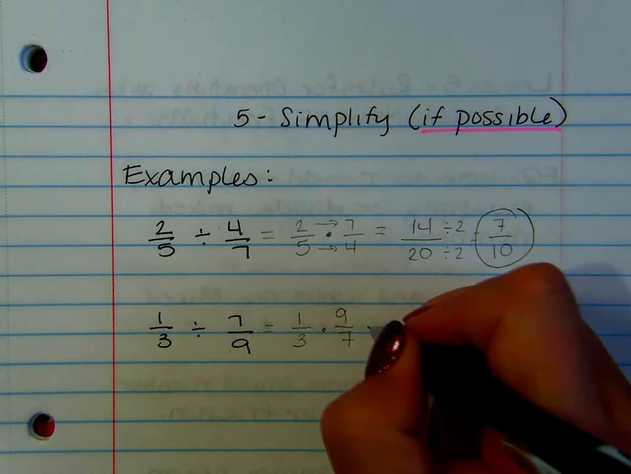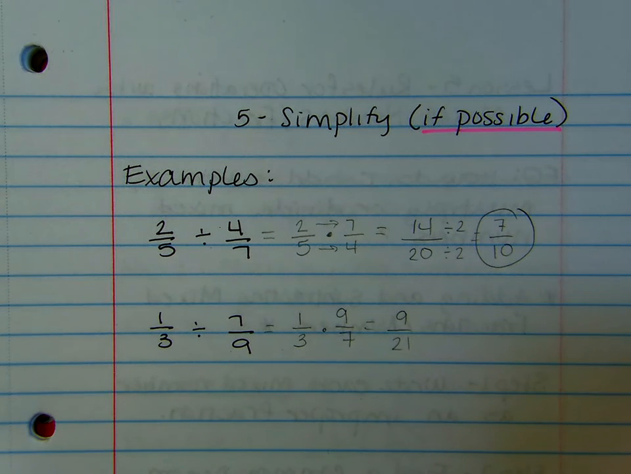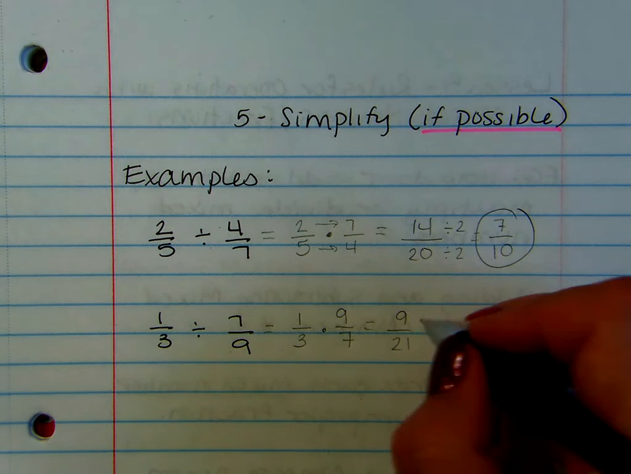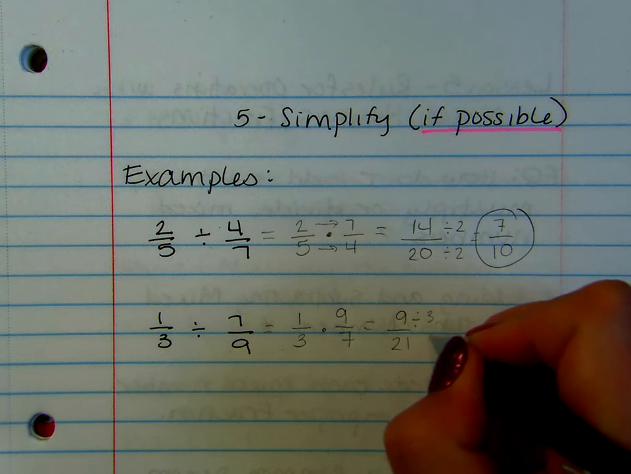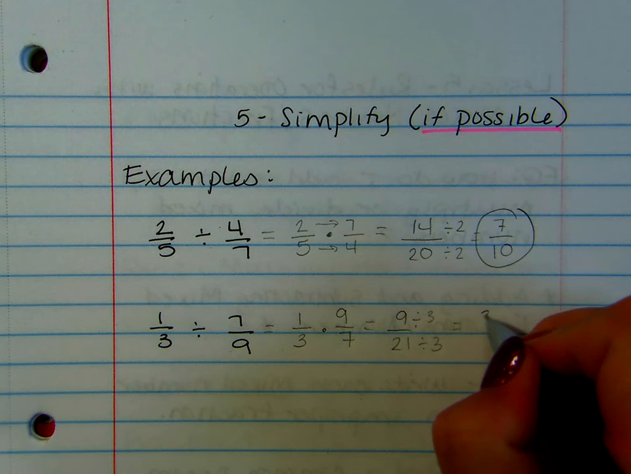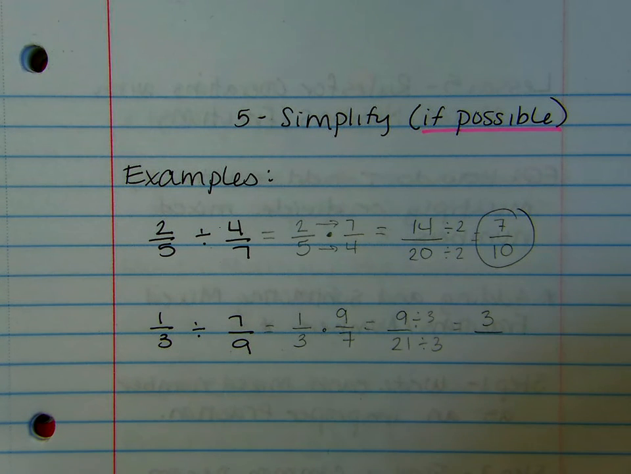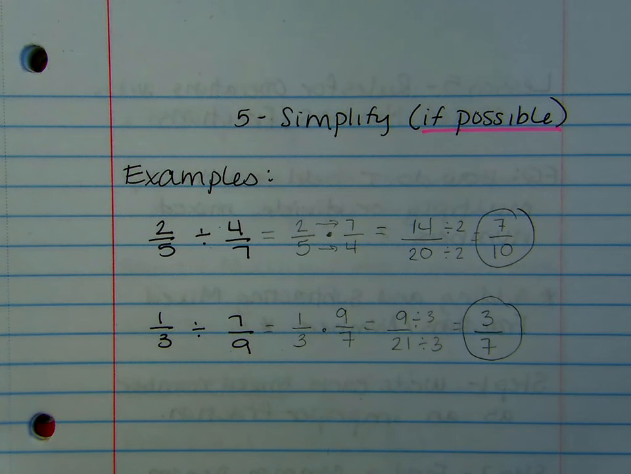Now we get to multiply across, giving us 9/21. Now once again, we need to always check to see if we can simplify. And here, there is one common number that both 9 and 21 have in common, and that happens to be 3. So I'm going to divide each one of these by 3, and when I do that, 9 divided by 3 is going to give me 3, and 21 divided by 3 is going to give me 7. So my final answer is 3/7.